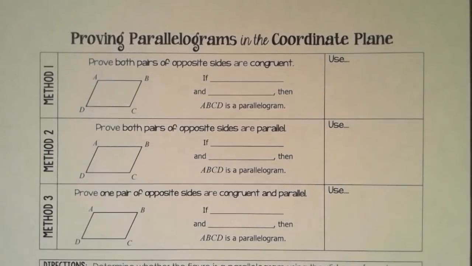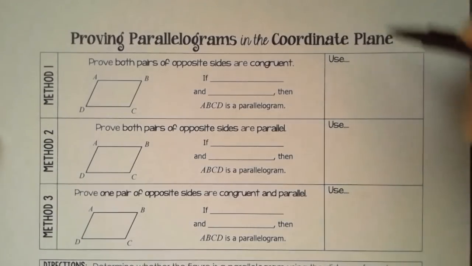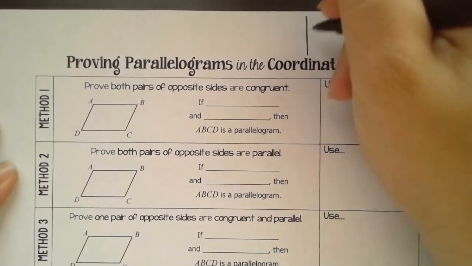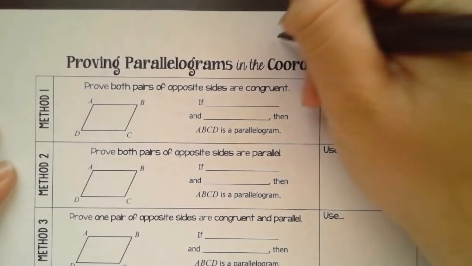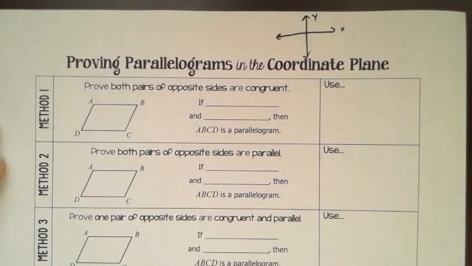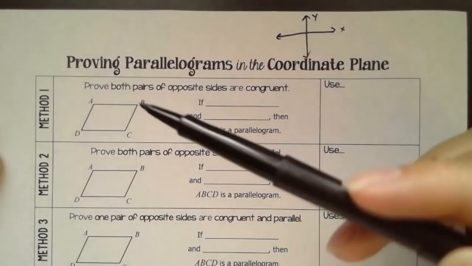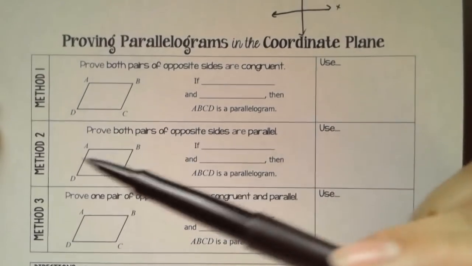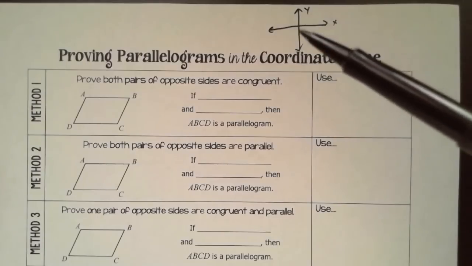Okay, this is concept 36 continued. This is proving parallelograms in the coordinate plane, and when we say coordinate plane, we're talking about the Cartesian plane, right? When you have the x and y, and you're going to have to visualize, for all these problems we're going to be doing here, the parallelogram in the coordinate plane.